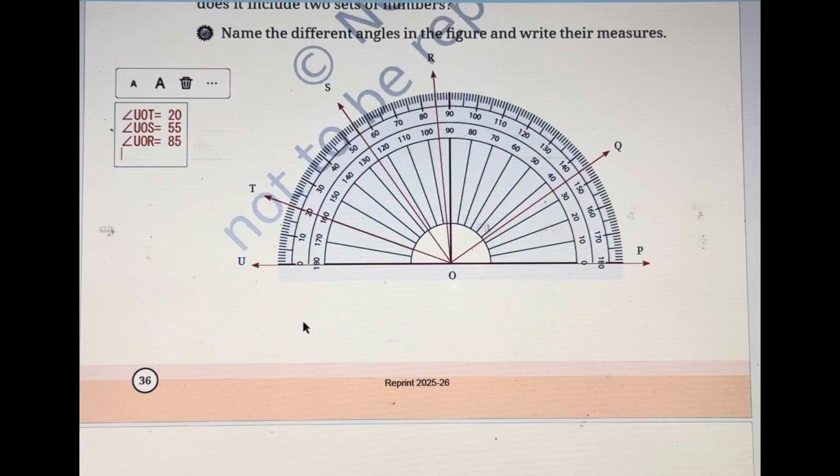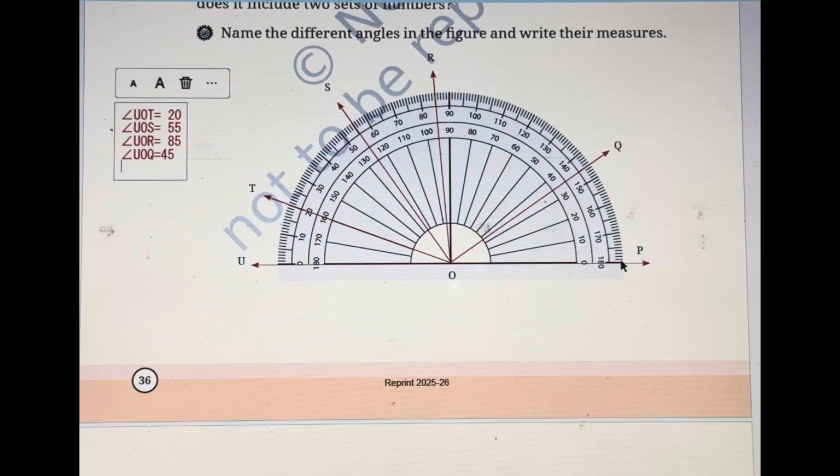UOQ. See the measure on the outer circle, because we are starting from this side. So 145. So the measure of angle UOQ is equal to 45 degrees. Now let us see the next. So this is a straight angle, UOP, we are not writing that.